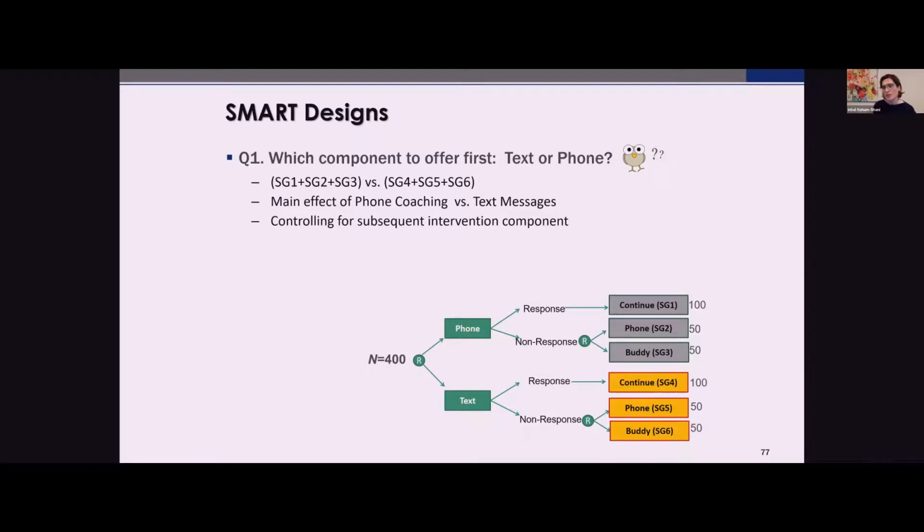To answer question number 1, should I start with phone coaching or text messages? I'm going to pool outcome information across the 3 conditions in which participants got phone coaching, and I'll compare it to the 3 conditions in which they got text messages. Notice this is a comparison of half of my sample versus the other half. This is the main effect of the first stage intervention components, averaging over second stage components for responders and non-responders.